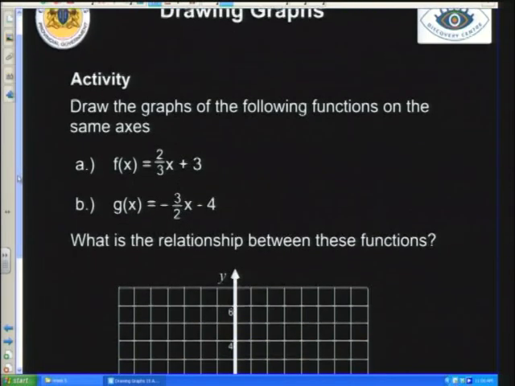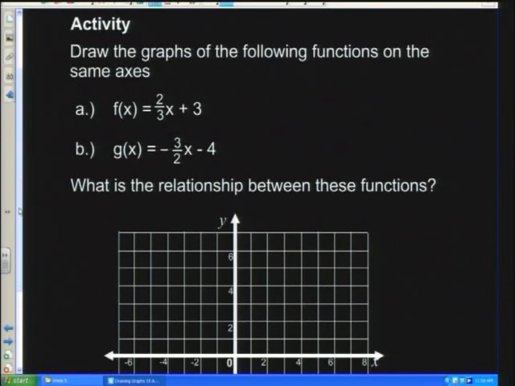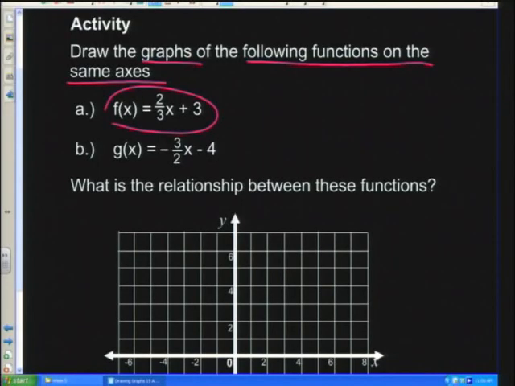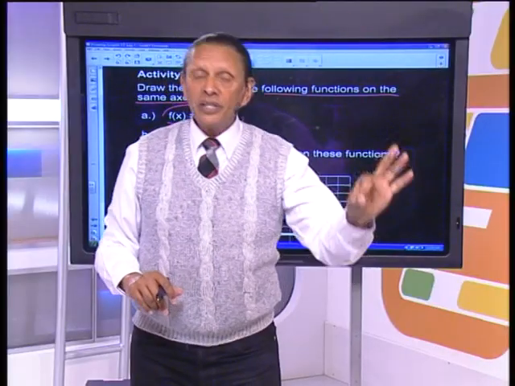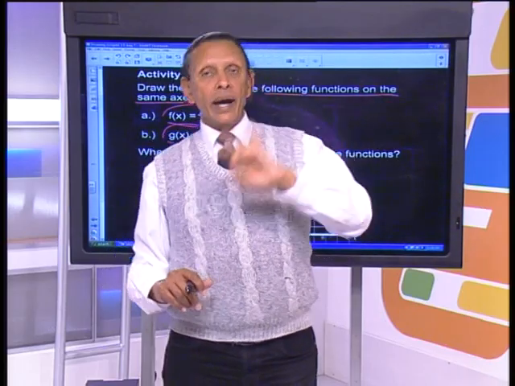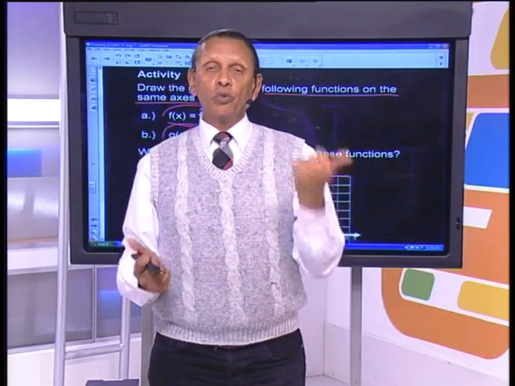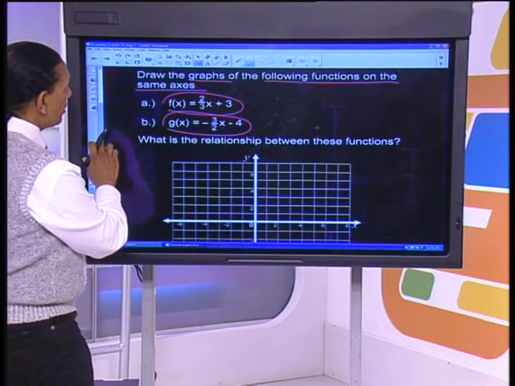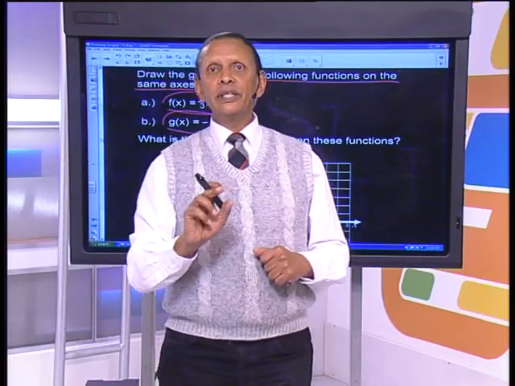Now it's time for the activity. You must draw the graphs of the following functions on the same system. I hope you got your graph paper ready. I want you to draw this graph for me and this one. You can use any method. You can use the table method, the dual intercept method, or the gradient y-intercept method. You decide which method works for you. I want you to try this one, guys. I'm giving you a few minutes, starting now.